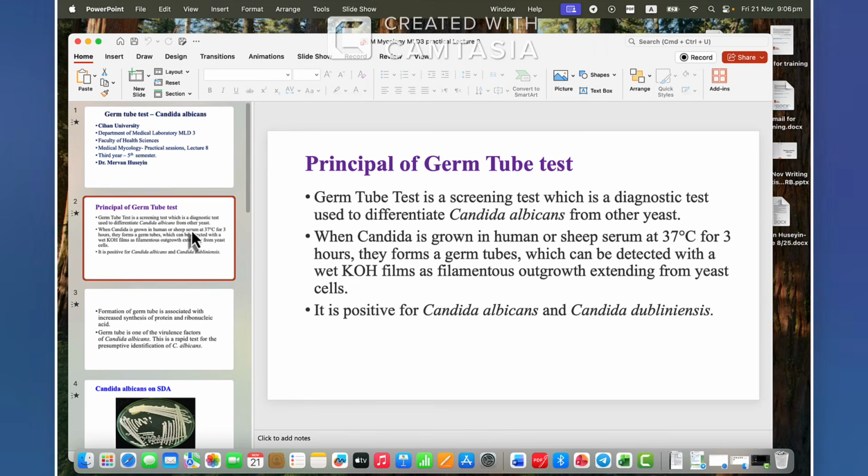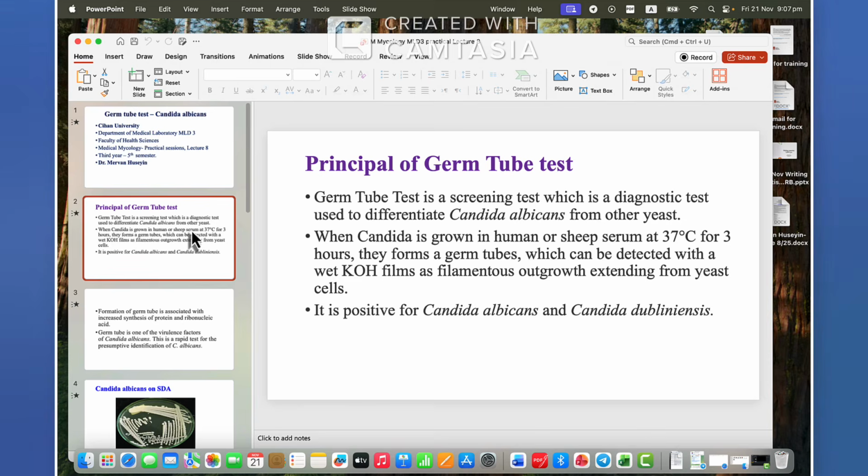It's better to use rabbit or sheep serum. So serum you can isolate from the blood after you do centrifugation, and then you are going to isolate serum from the blood. So we need serum. Today we're going to use human serum, and it needs time.